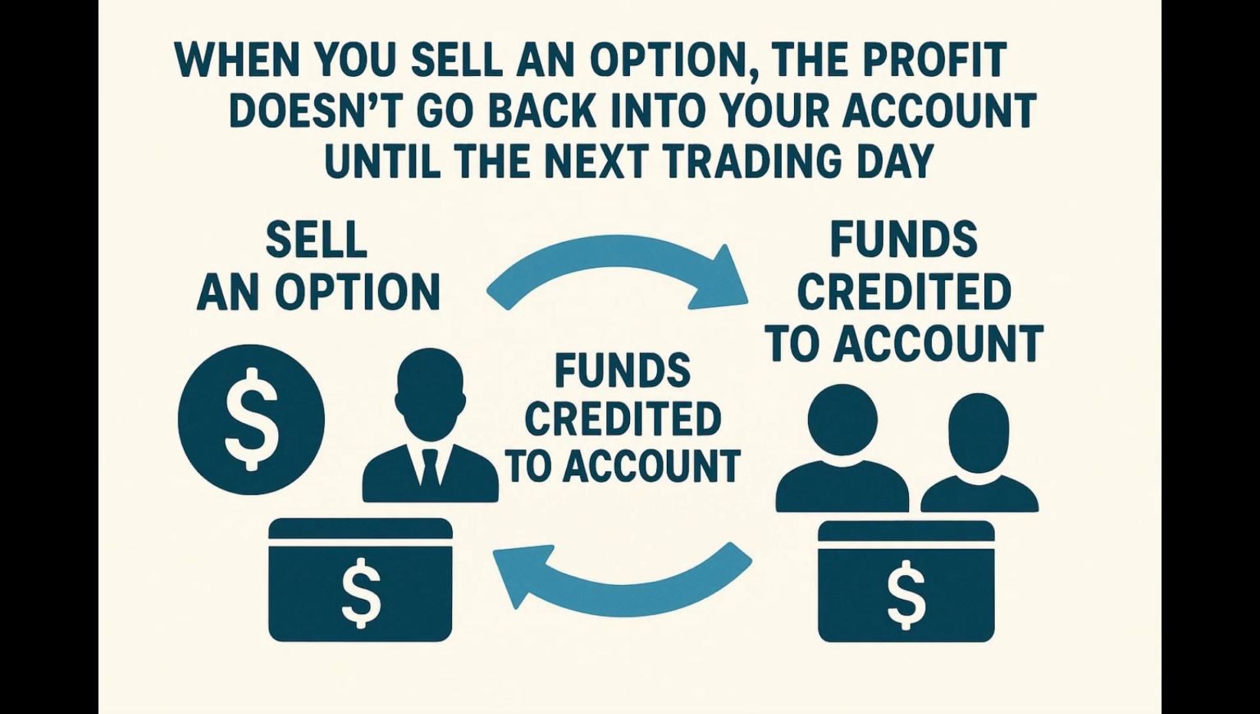Options settle the next trading day. When you sell an option, both the amount you originally spent and the profit you earned won't be available until the next trading day. That means when you're buying and selling options throughout the day, you're using up your available liquid capital. This is a key concept to remember, especially when it comes to dollar cost averaging.